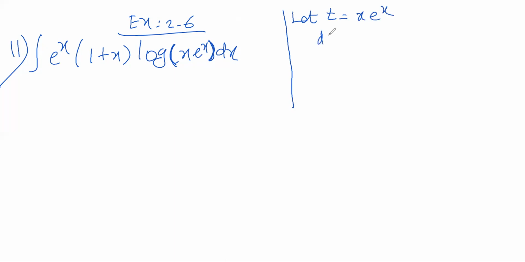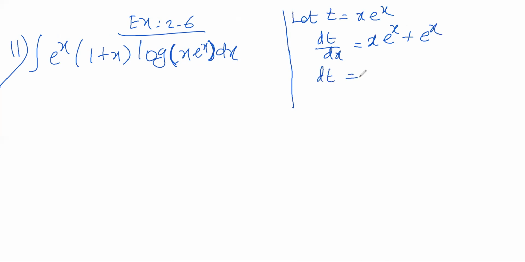Now we find dt by dx, differentiation. x e power x is a product, so using the product rule, u v dash plus v u dash: x into the differentiation of e power x, which is e power x, plus e power x into the differentiation of x, which is 1. So x e power x plus e power x.